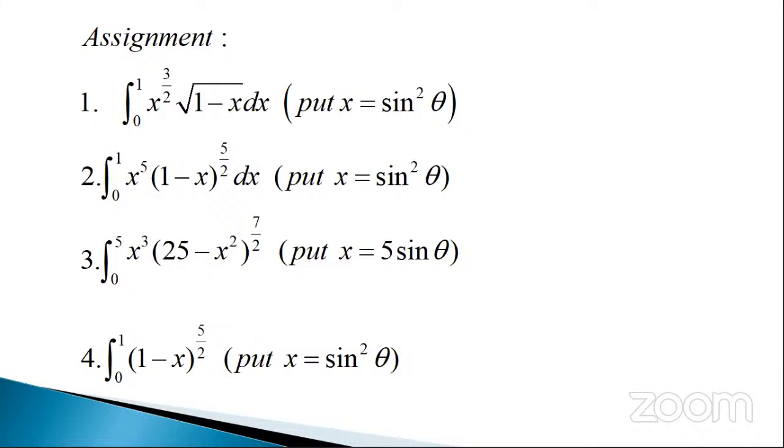In a similar way, the assignment is the integral over 0 to 1 of x to the power of 3 by 2 into under root of 1 minus x dx. Put x equal to sine square theta. Second problem, put x equal to sine square theta, because in the previous problem we had to put x equal to 2 sine square theta, but here 2 is there, and here 1 is there. That's why we can substitute 1 into sine square theta. Here also sine square theta. Here we substitute x equal to 5 sine square theta, because x square is there, and here also sine square theta. These are the homework problems. Am I clear? Assignment problems.